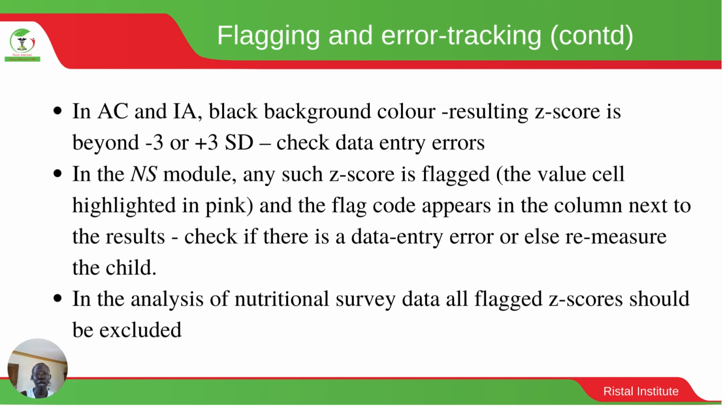Because there are points where you incorrectly measure this child, maybe the child was irritable and crying and will not take the height very well. So you have to check again so that you can obtain an accurate value. In the analysis of nutritional survey data, all flagged scores should be excluded. Anything that is flagged is not correct, and so you have to exclude it.